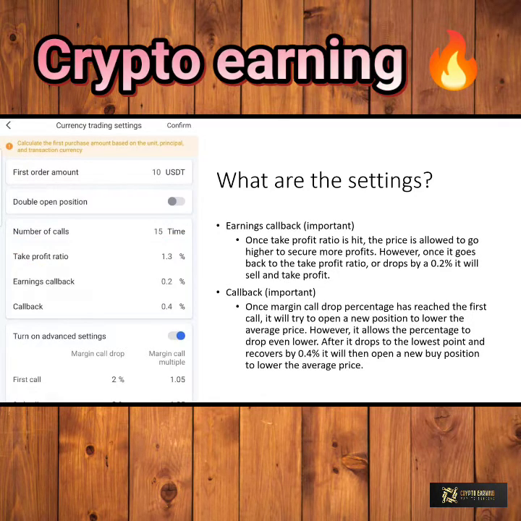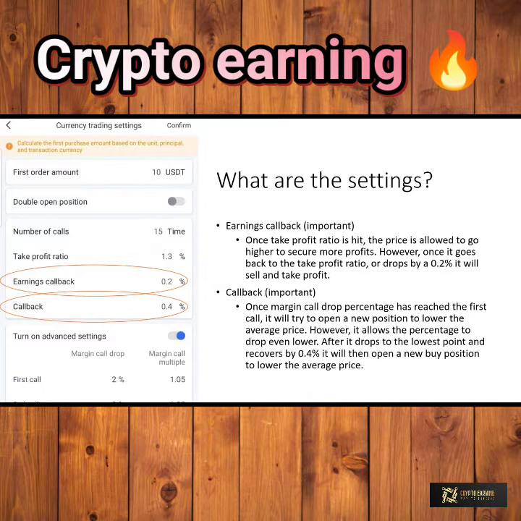Now we will talk about the callbacks where people usually get confused at. Earnings callback is triggered when take profit ratio is hit. The price is allowed to go higher to secure more profits. However, once it goes back to the take profit ratio, or drops by a 0.2%, it will sell and take profit.